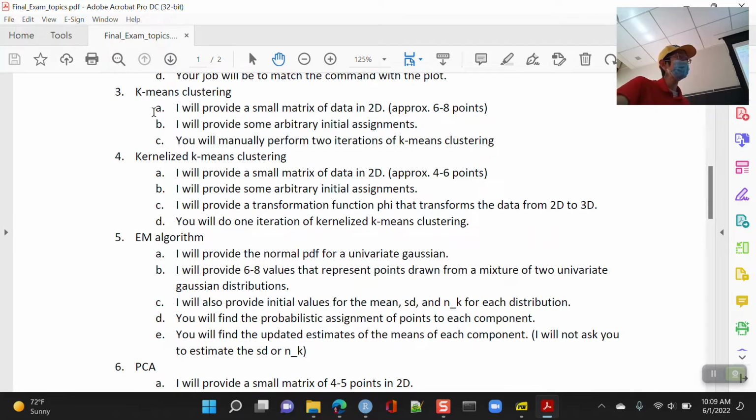I'll try to pick nice whole numbers so that when you calculate your centroids, it'll be fairly straightforward and easy. Maybe I'll provide a grid also.